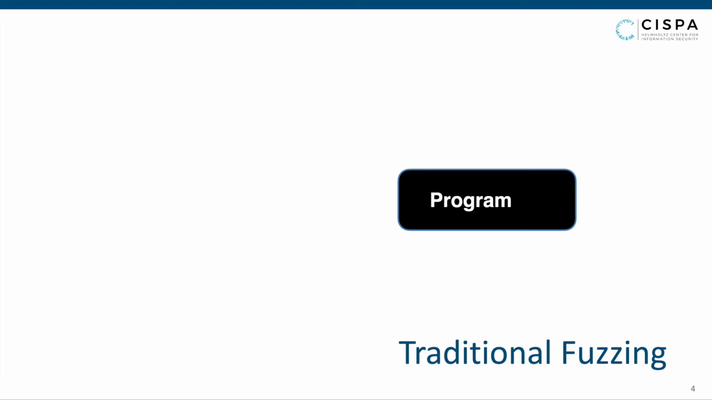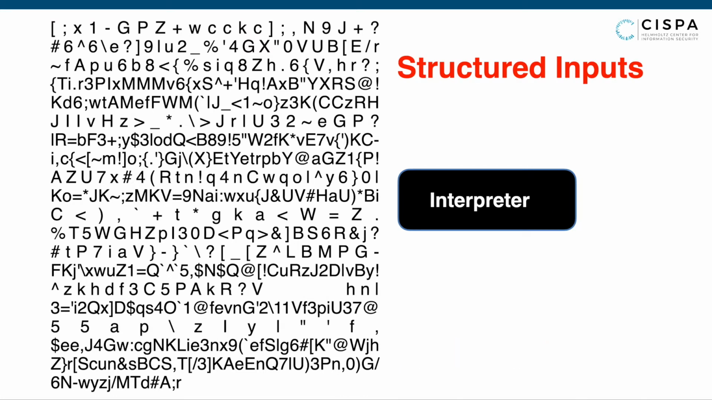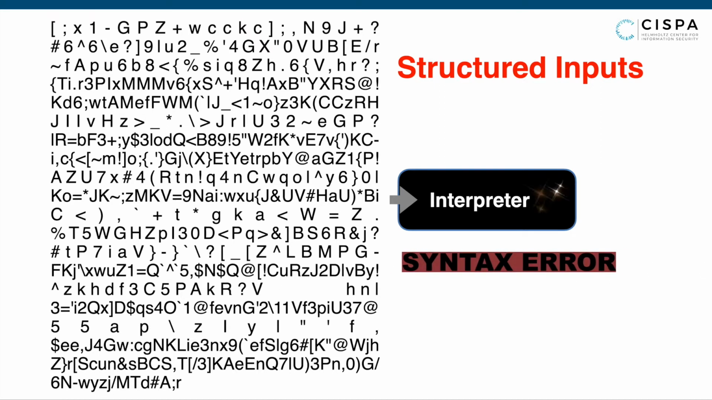In traditional fuzzing, we generate random data which is then fed into the program, and it can quickly expose vulnerabilities that the program may have, leading to a crash. Unfortunately, when the program accepts structured inputs, the effectiveness of this technique is drastically reduced, as the program rarely returns anything other than a syntax error for random inputs.